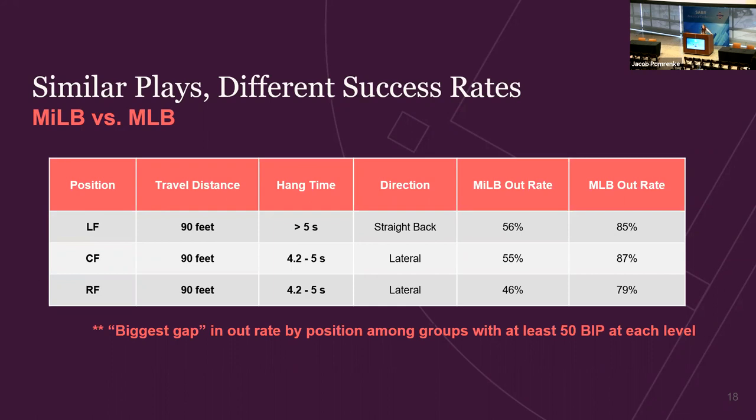Before digging into this, I expected some disparities between minor leaguers and major leaguers due to experience, but I figured they're younger and spryer, so that might make up for a bit of it. But clearly, as we've seen in the past two slides, there are some pretty big gaps in defensive ability, at least by what DRS is telling us.